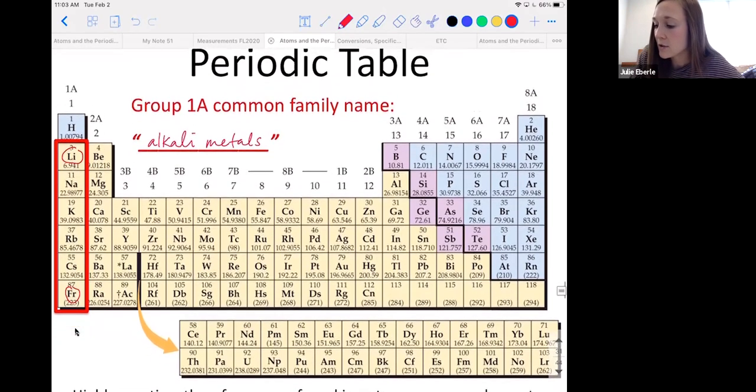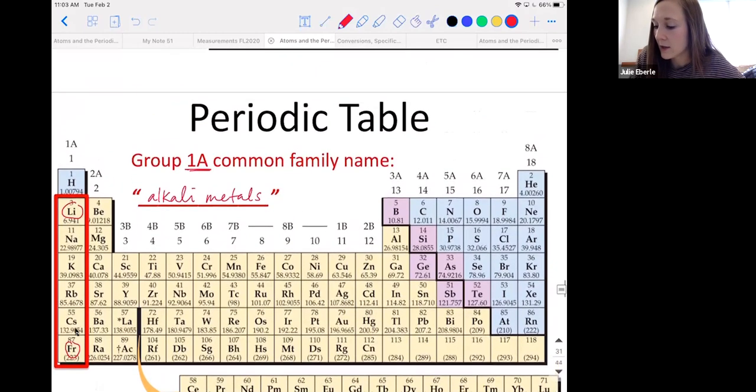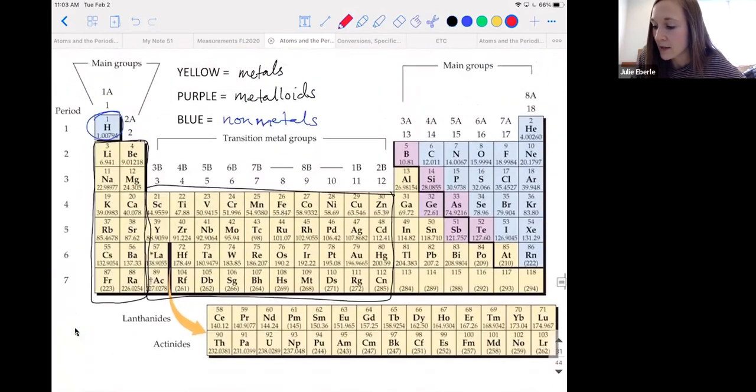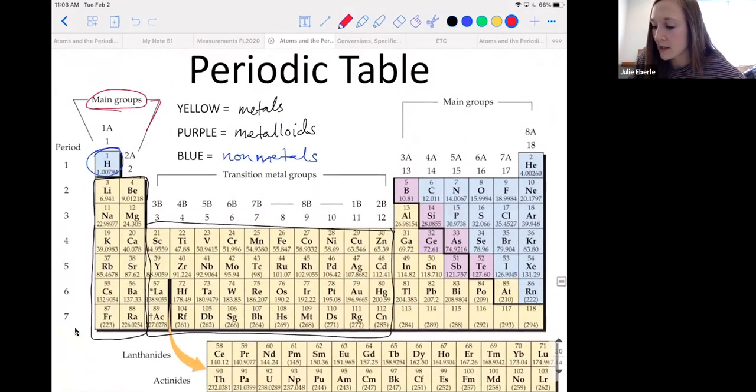And notice too, it says 1A. What's the A about? Well, if we look here, as you go across the periodic table, you see certain things with A and certain things with B. Anything with A, if you scroll back up here, these are your main groups. That's what these lines are pointing to, the groups that have A.